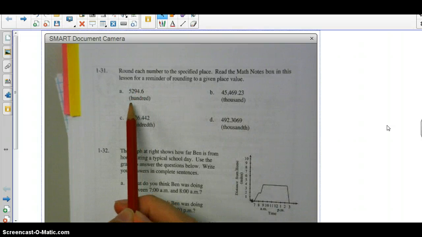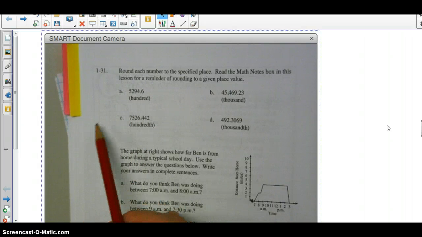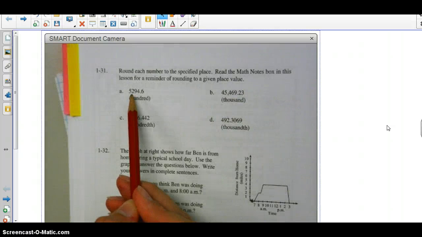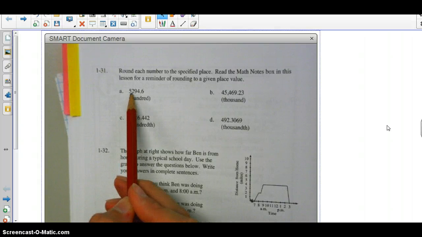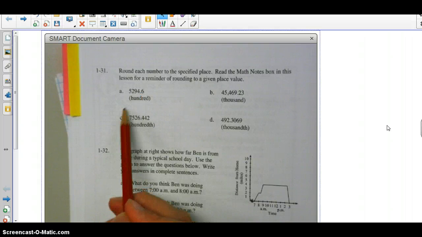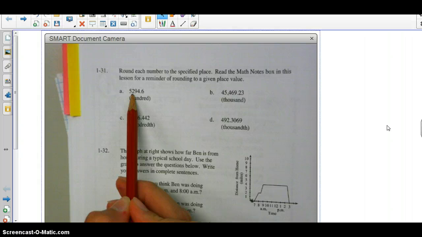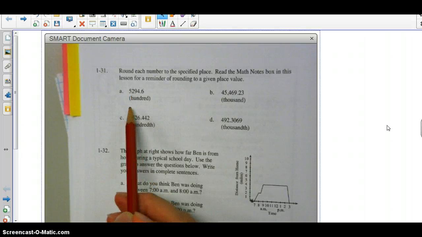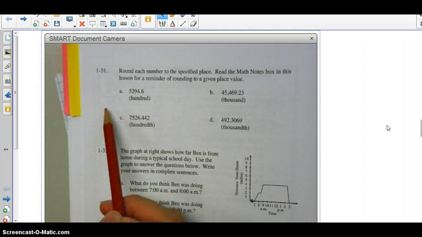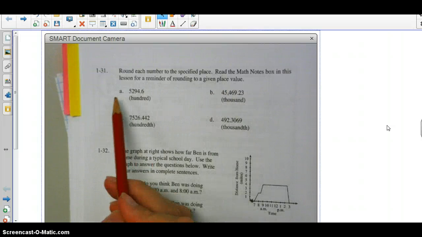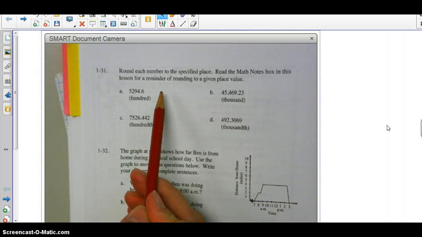First thing you need to do is identify which number is actually in the hundreds place. Which number are we going to be looking at, okay? Which number is in the hundreds place? For this question, for A, 2 is in the hundreds place, okay? This number reads 5,294 and 6/10, okay? Once you identify what number is in the hundreds place, you can tell me, is this number closer to 5,200 or 5,300? You're going to tell me which one it's closer to, 5,200 or 5,300, okay?